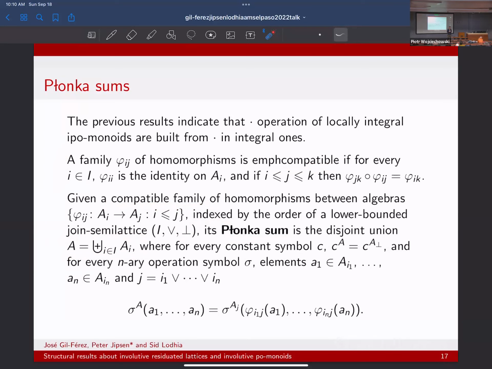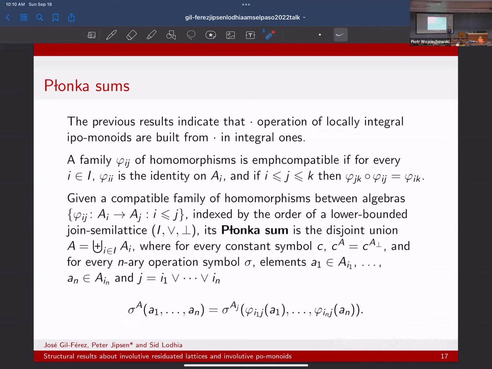But if you have an n-ary operation symbol in general, and you take n elements from the components I1 up to In, then you want to define the operation on these n elements, but they're in different components. So what you first have to do is force them into a single component J, and that component is identified by the join in the index set. And then you use your homomorphisms to push everything into this one component, and there you have an operation from your signature, and that's how you define the operation on the whole algebra.